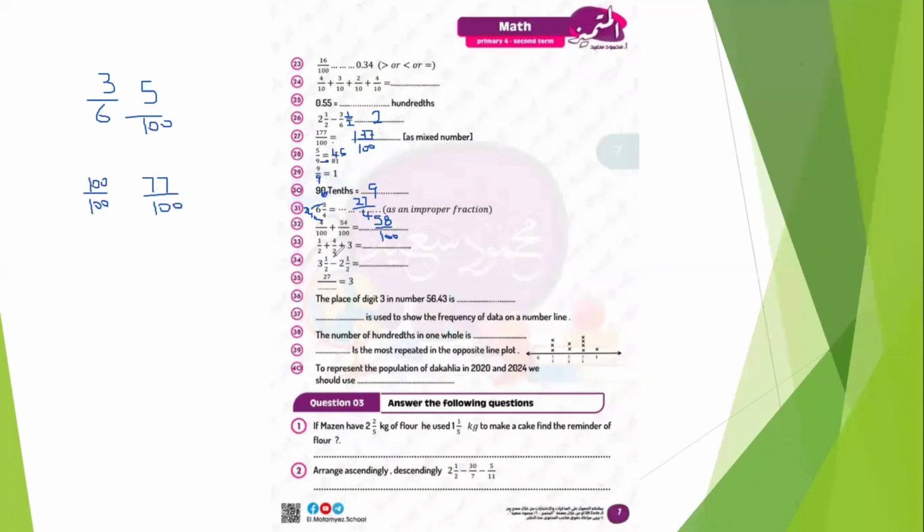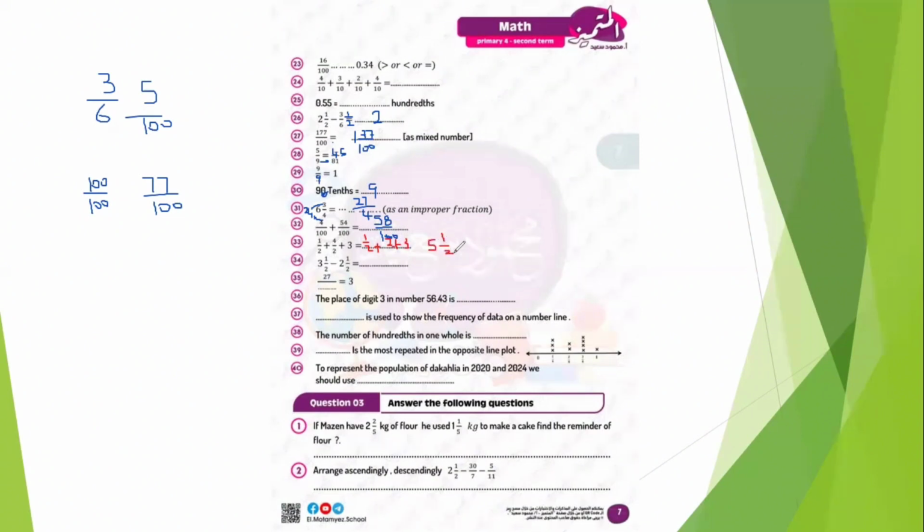33. Half plus 4 over 2 plus 3. This is half. 4 over 2 means 4 divided by 2. 4 divided by 2 equals 2. So we now have half plus 2 and 3. Let's add the wholes together. 3 plus 2 equals 5 and the half, so it means 5 and a half.